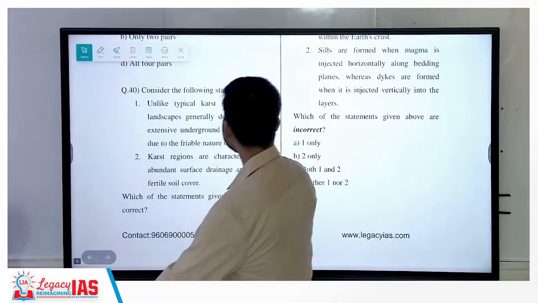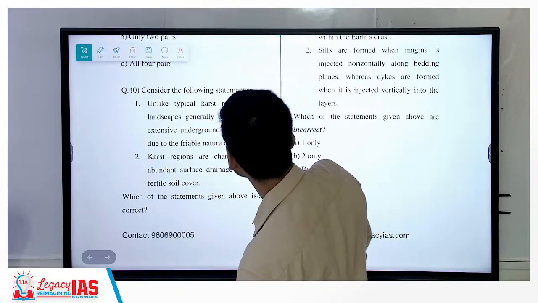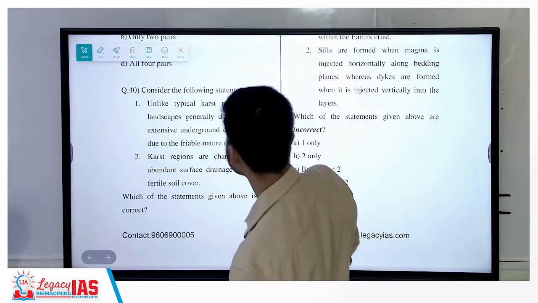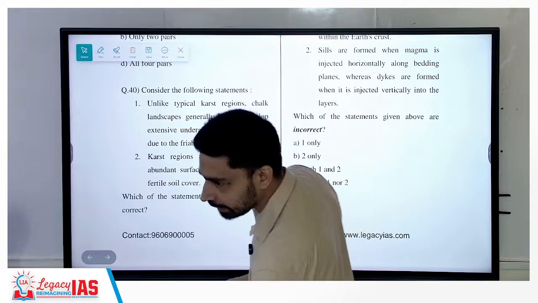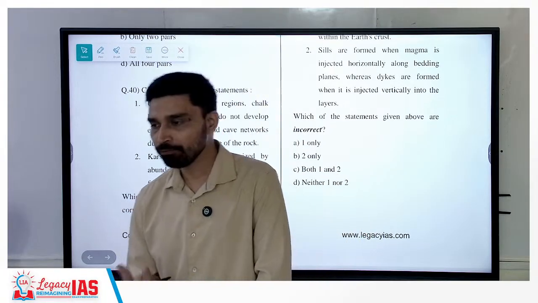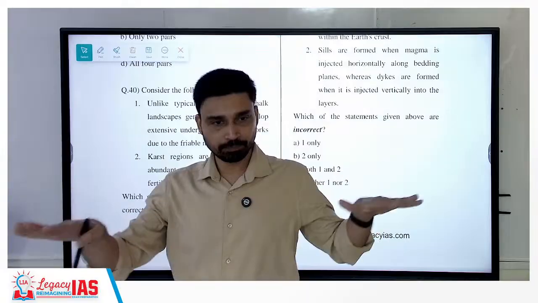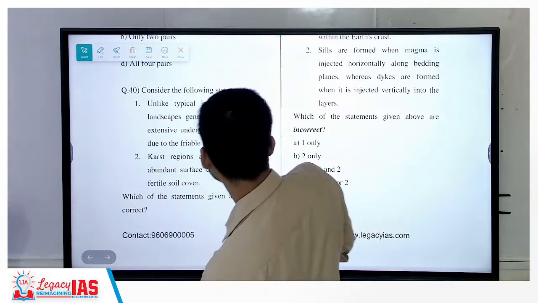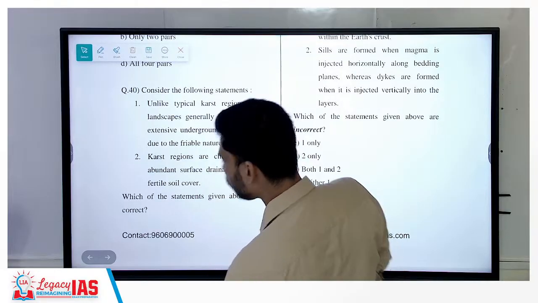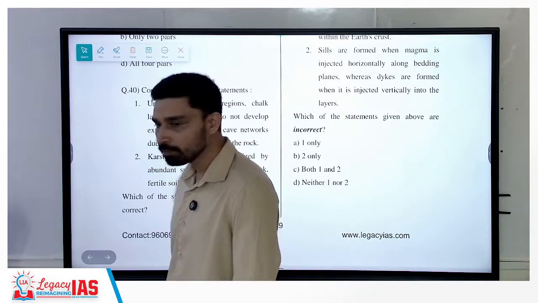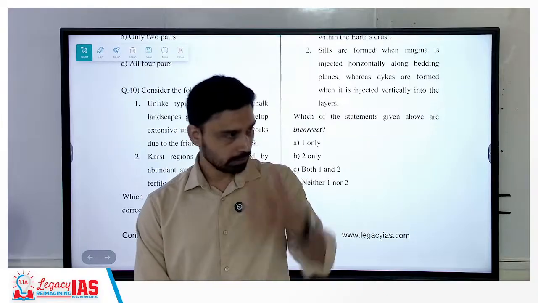Then, unlike a typical karst region, chalk landscapes generally do not develop extensive underground cave networks due to the friable nature of the rock. This is true, because the entire upper part simply collapses. For cave formation, what do you require? Intact, you should have an intact upper part. Karst regions are characterized by abundant surface drainage and thick fertile soil cover. True or false? False. There cannot be abundant surface drainage because it will go down.